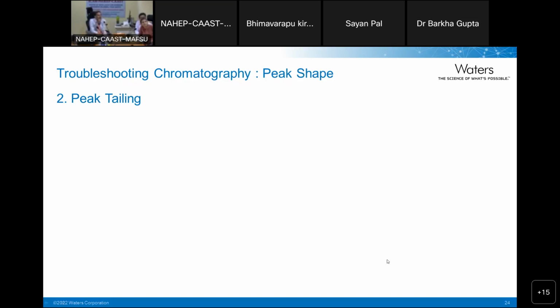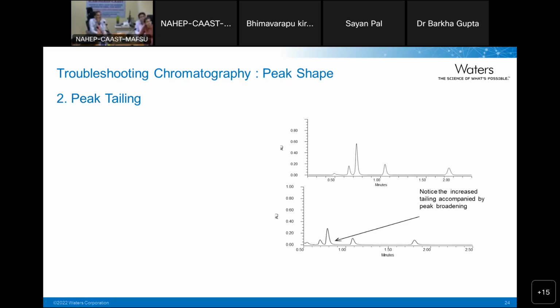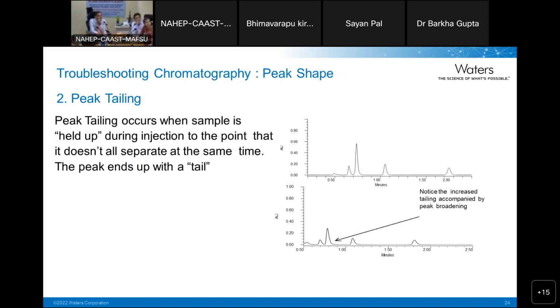Next, related to peak shape is peak tailing. If you compare the lower one, the sensitivity has come down, and you can see the peak broadening and tailing, more prominent peak tailing towards the end of the peak. There is some explanation. Peak tailing can occur when the sample is held up during the injection to the point that it doesn't all separate at the same time, indicating there is a tailing in the peak shape.